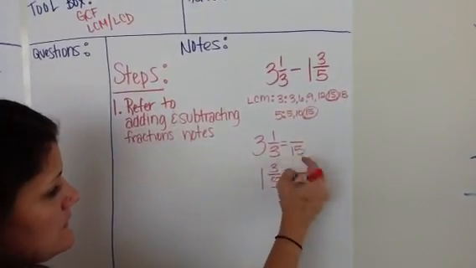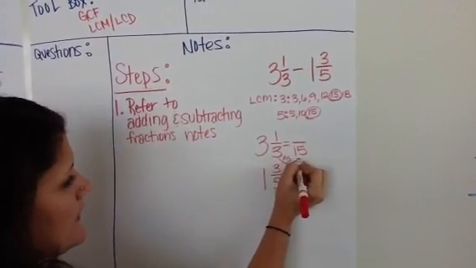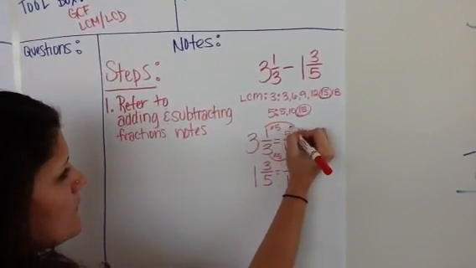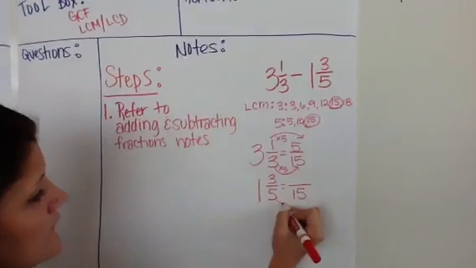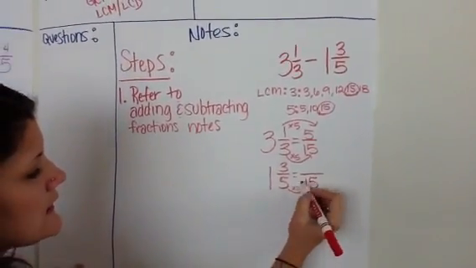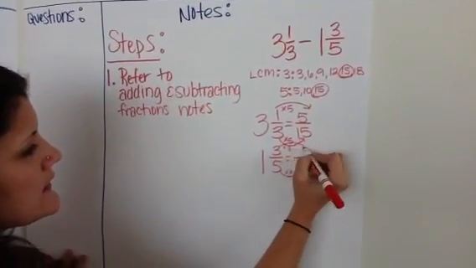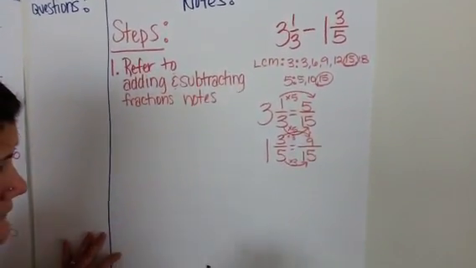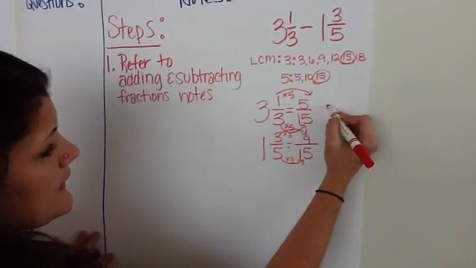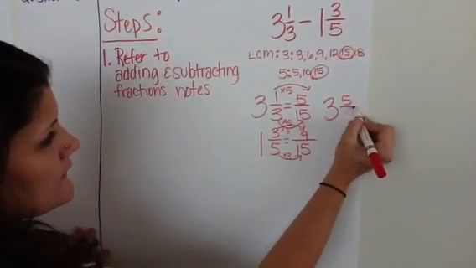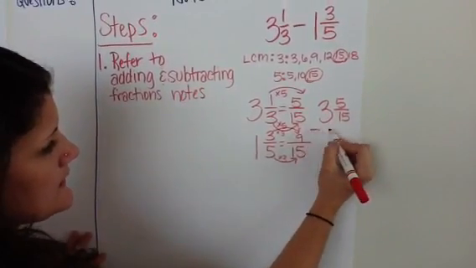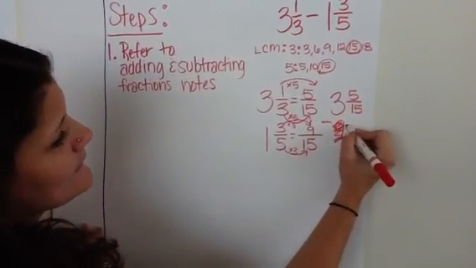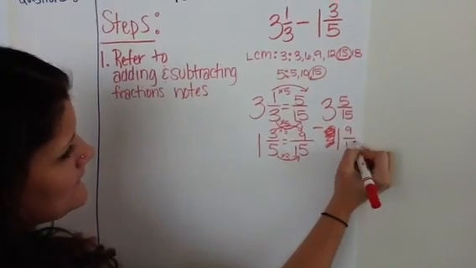What did I multiply times 3 to get 15? I multiplied by 5. So I multiply the top times 5. So that's 1 times 5, 5. 5 times 3 is 15. So 3 times 3 is 9. So now I have my equivalent fractions. I'm going to go ahead and rewrite that. 3 and 5/15 minus... Oops, I wrote a big 9. That's not right. 1 and 9/15.